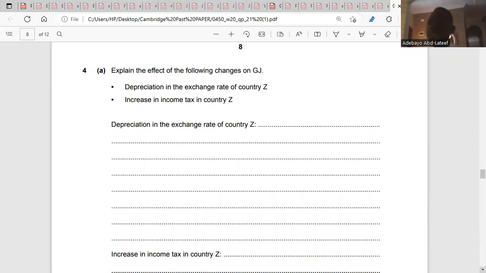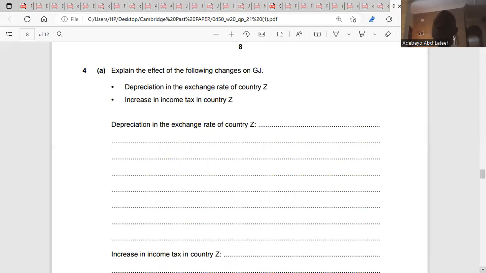If there's depreciation in exchange, it means that the floating exchange rate now, depreciation and appreciation. We have depreciation in the floating exchange rate. So it means that in the floating exchange rate, the value of the currency is falling against foreign currency. So if the currency of this country starts falling, that is, starts depreciating, what is the advantage about it? The advantage is that it allows GJ to be able to sell.